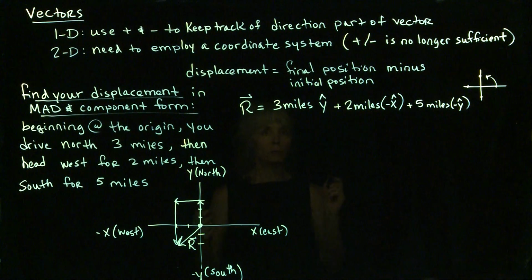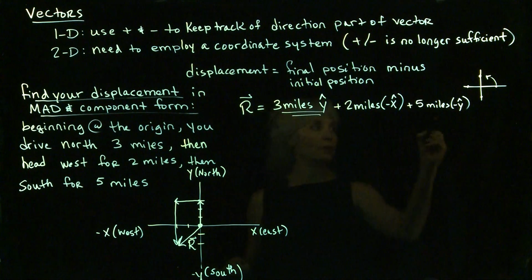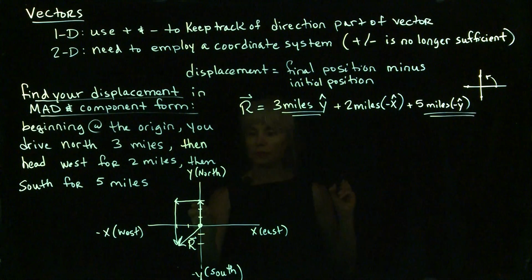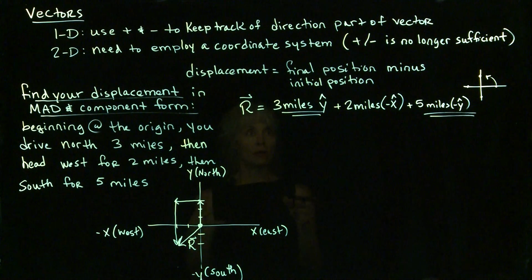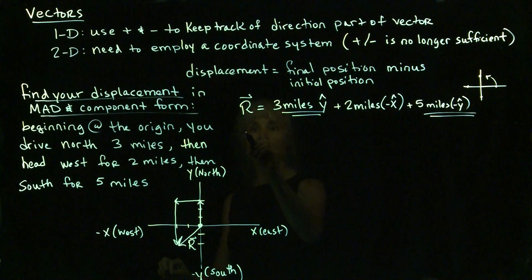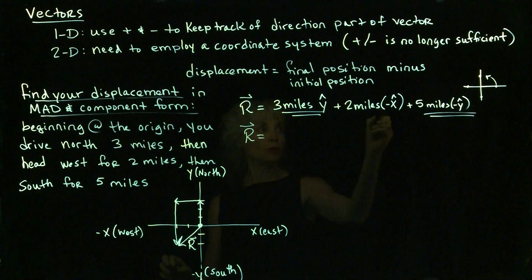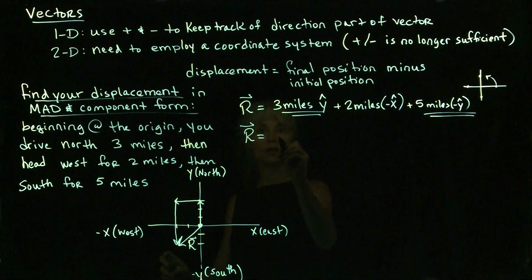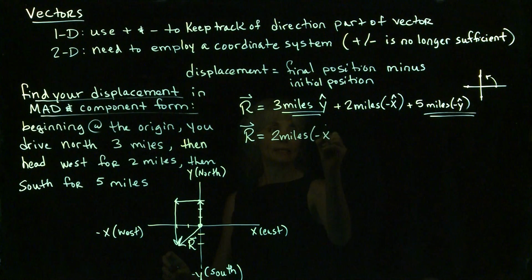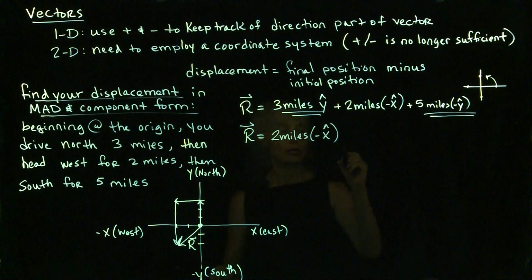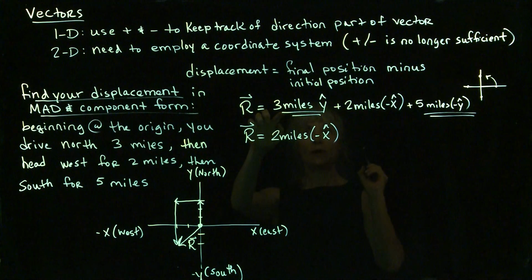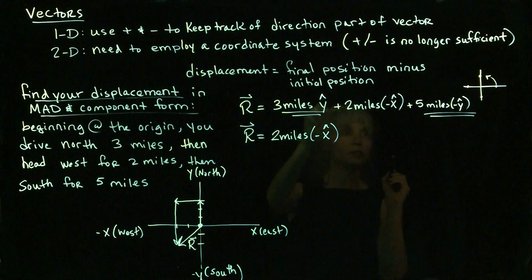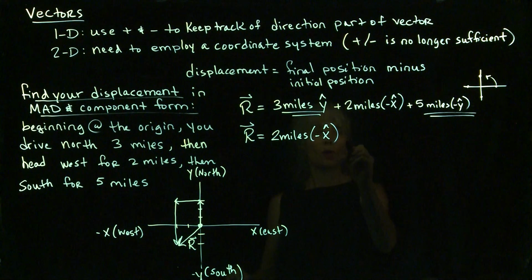We're going to simplify it a little bit. So these are both the y direction. I've now taken all of these and placed them only along x and y directions. So we have the total amount along the x direction and the total amount along the y direction. Notice that there's nothing to add to the x direction, so this is going to be 2 miles minus x, or along the negative x direction. And now these two added together, I've got 3 miles in positive y and 5 miles in negative y. That's going to leave me 2 miles in negative y.